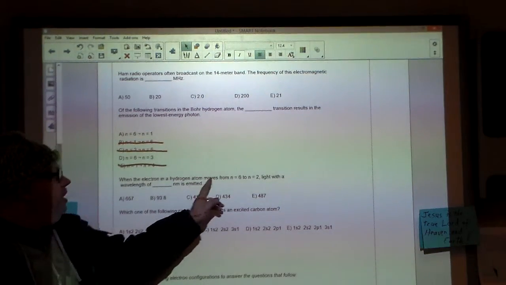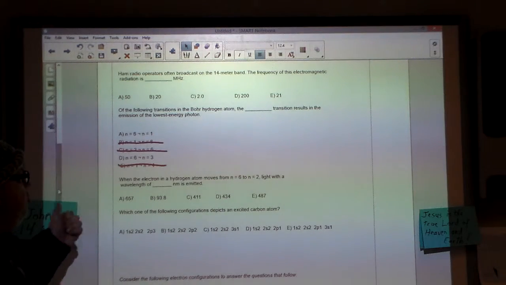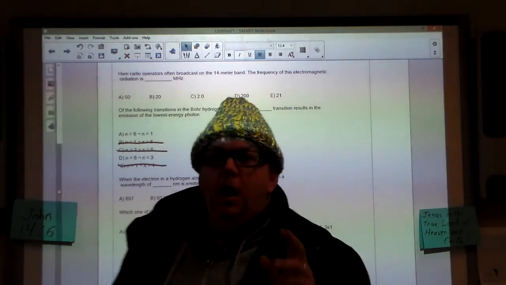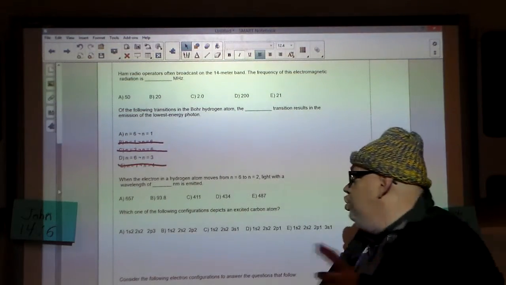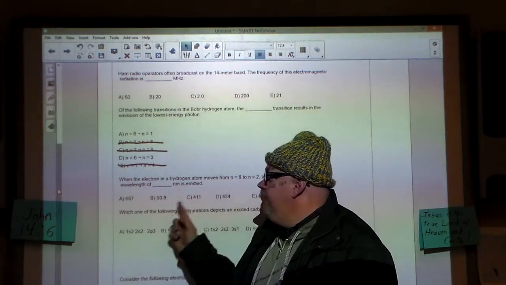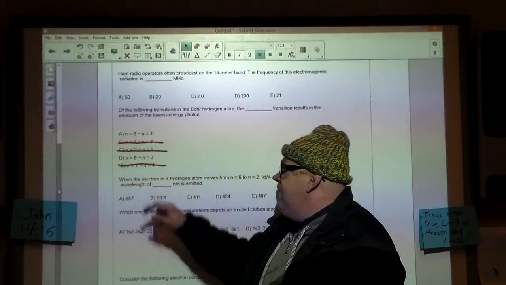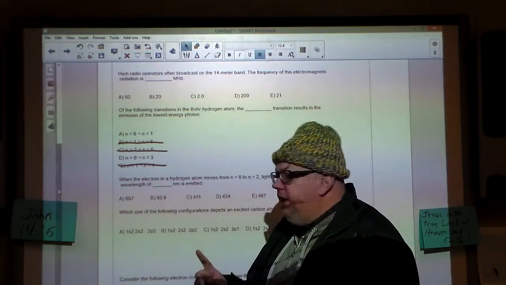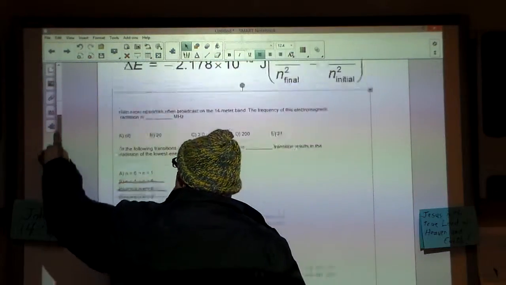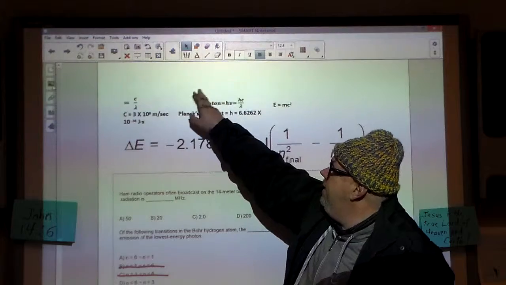Now, when the electron in a hydrogen atom goes from level 6 to level 2, light with a wavelength of blank nanometers is emitted. Okay, this is going to have to be a two-part problem. The first part, guys, would have to be, you need to figure out how much energy. It says an electron, so you're only going to deal with one electron. Okay, great. So where do we get that information? We get that information right up here.